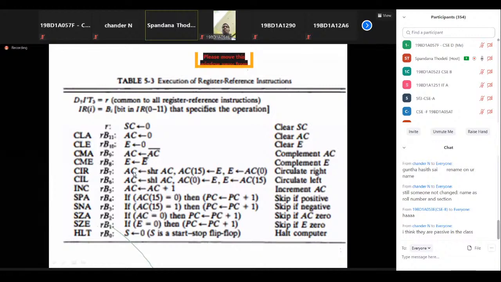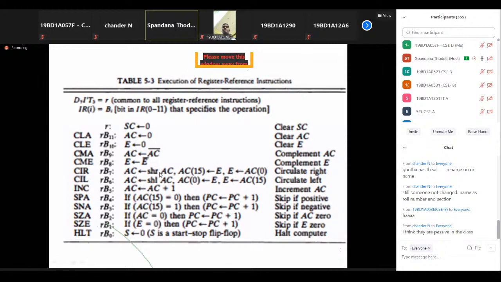And remember this shifting operation. Whenever I perform a left shift, what will happen? When you perform the left shift, your MSB bit is discarded, and a serial input of 0 is transferred to the LSB position. Similarly, when you perform a right shift operation, what will happen? A serial input of 0 is transferred to the MSB position and the LSB is discarded, right? So here what are we doing? We are performing a circular shift on AC and E.